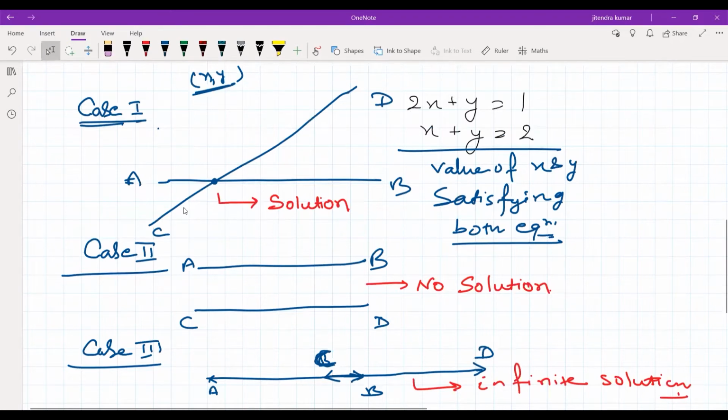So in a graph we have these three cases, and in these different cases we will have a different number of solutions. If lines are parallel, we have no solution. If lines are not parallel, it means they are cutting each other somewhere, so we will have one solution only. Or we can have an infinite number of solutions.